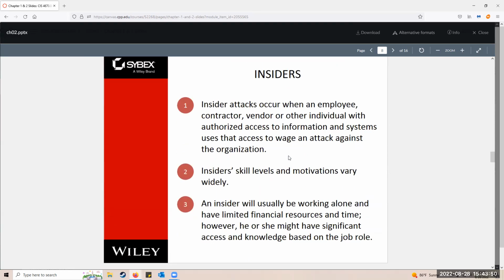Insider threats happen all the time too. These are sometimes referred to as whistleblowers, although the connotation actually is really bad.